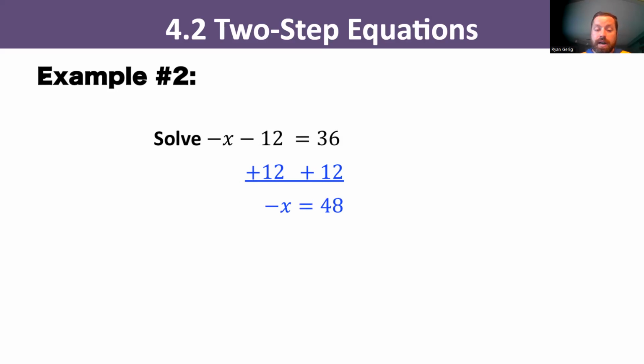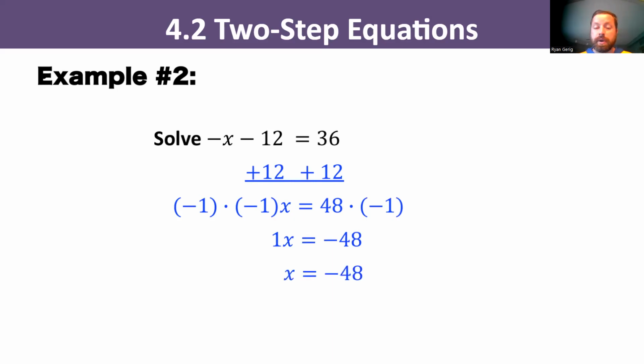But I don't want -x. I want positive x. So how do I get rid of that negative? Well, think back to one of the properties we learned a few weeks ago, the multiplication property of -1. What that said was if I multiply anything by -1, it changes its sign. So what I'm going to do is multiply -x by -1. But the multiplication property of equality says I've got to do that to the other side as well. And what that does is it changes my sign from -x to positive x. And 48 times -1 is -48. 1 times x is just x. So we've solved this equation for x.